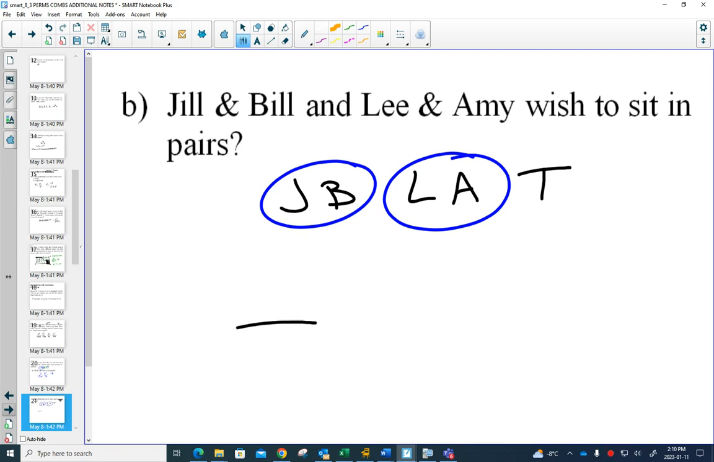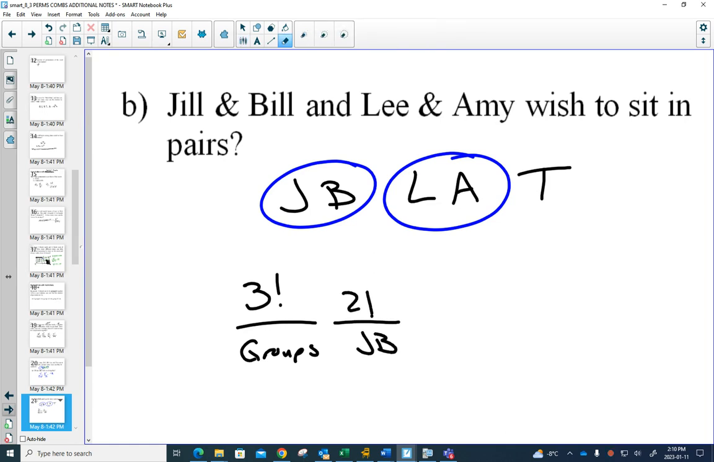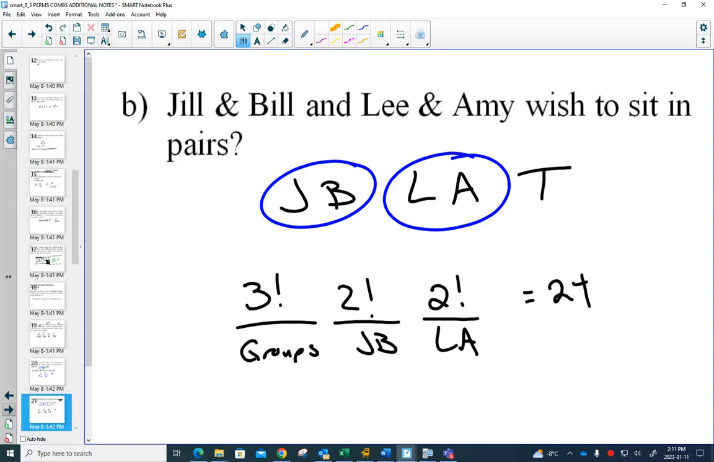Well, first of all, the total number of groups now would be 3 factorial. Right? Tom could be in the middle, Tom could be on the ends. And then the Jill Bill group could be Jill, Bill, Bill, Jill, 2 factorial. And the Lee Amy group, 2 factorial, and then Tom. For a total of 6, 2, 24 ways.